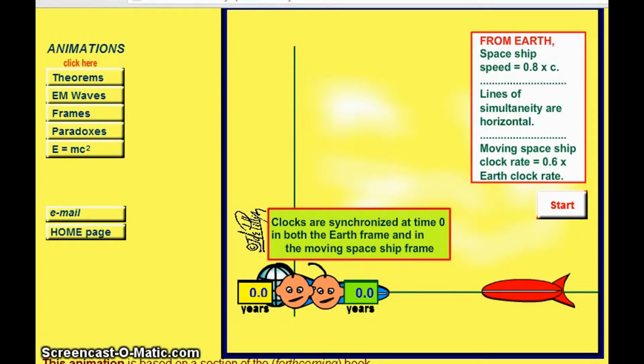At time 0, one twin stays on Earth and the other twin starts his travel into space at a constant speed of 0.8 times c. After 25 Earth years, the traveling twin instantly reverses direction. After another 25 Earth years, the traveling twin reaches Earth and has aged only 30 years, while his Earthbound twin has aged 50 years.